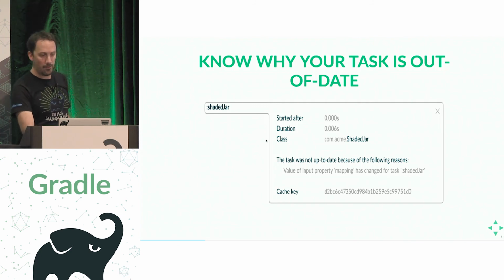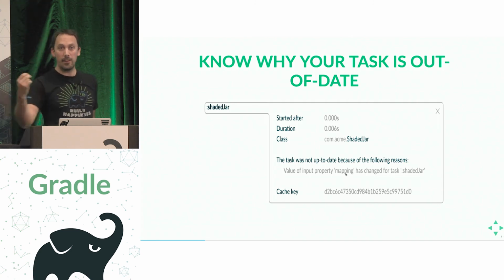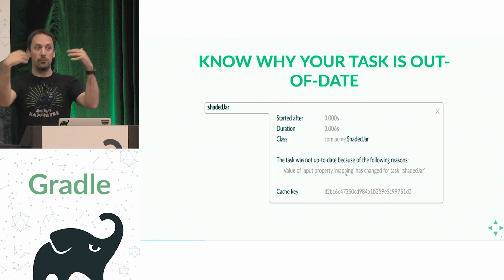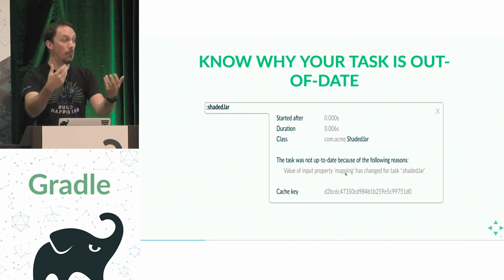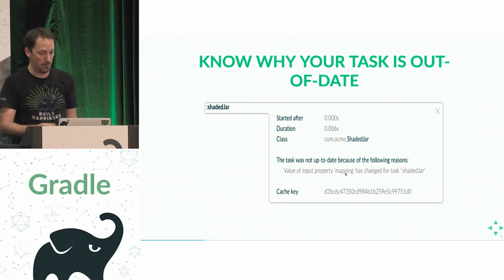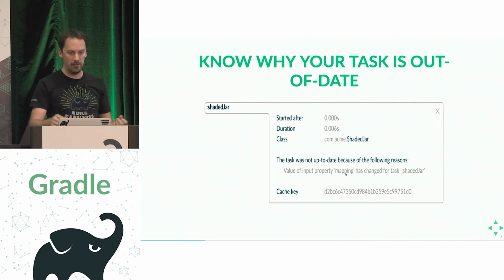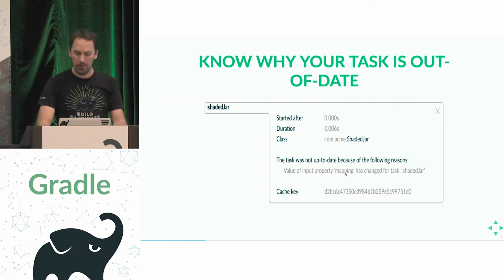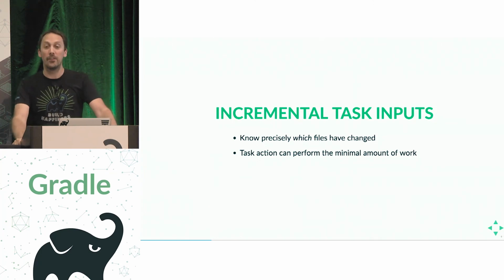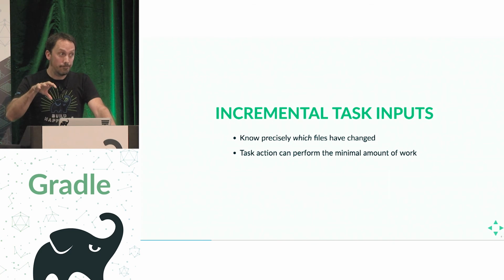So in this case, I'm executing a build, shadedJar, and it will tell me, OK, this task has been re-executed because the value of the property mapping has changed. And this is super important. So you give to Gradle all the knowledge that you, as the developer of that task, know about. So you know about it, tell it.